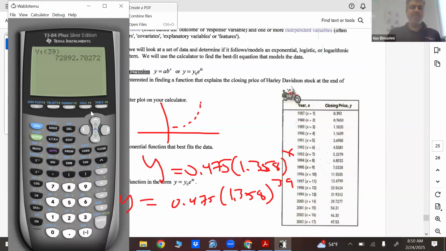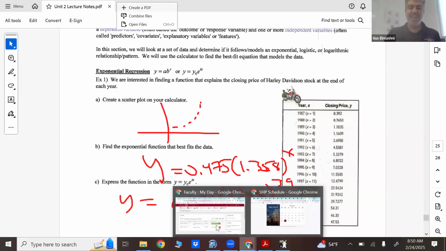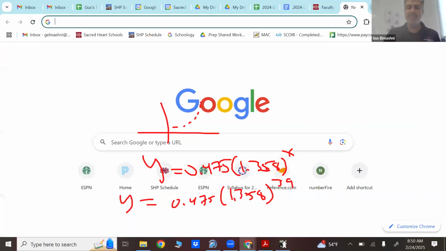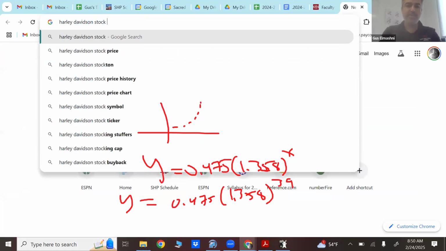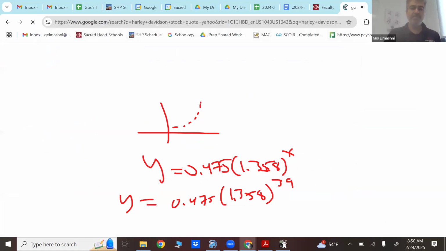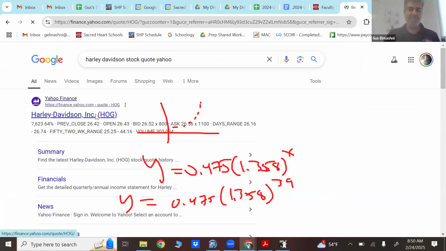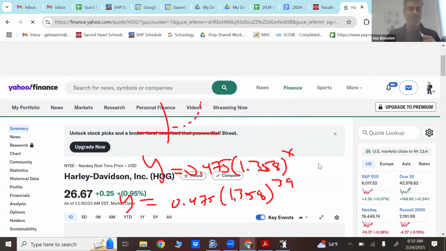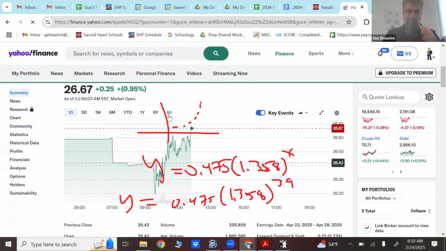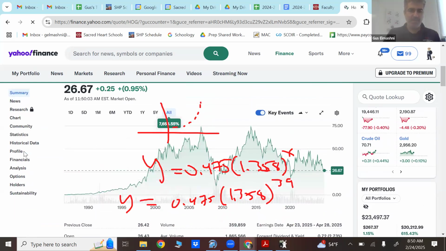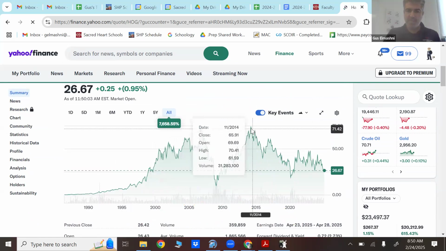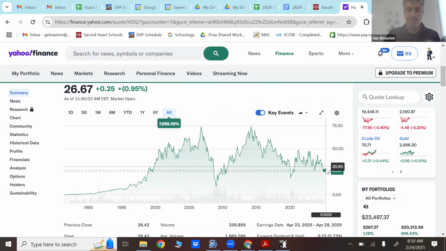I'm pretty sure Harley Davidson's not worth that much money. Let's look at it. Really, it's not worth that much money. 67. But did it split over the years? I don't know how to see if it did. Harley Davidson stock quotes. I like Yahoo. Here we go. Hog. I like that. That's a pretty sweet name. Let's look here. Let's see. Yeah, I don't see any stock splits. And this is all adjusted. So I guess I don't know.